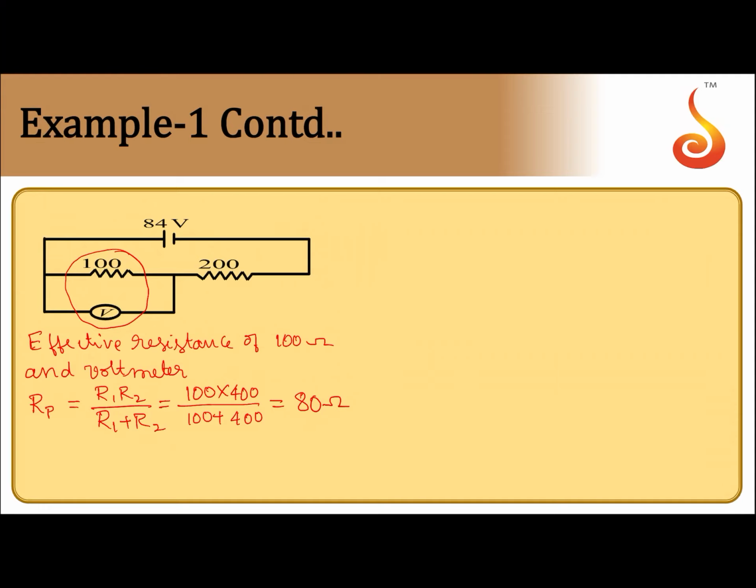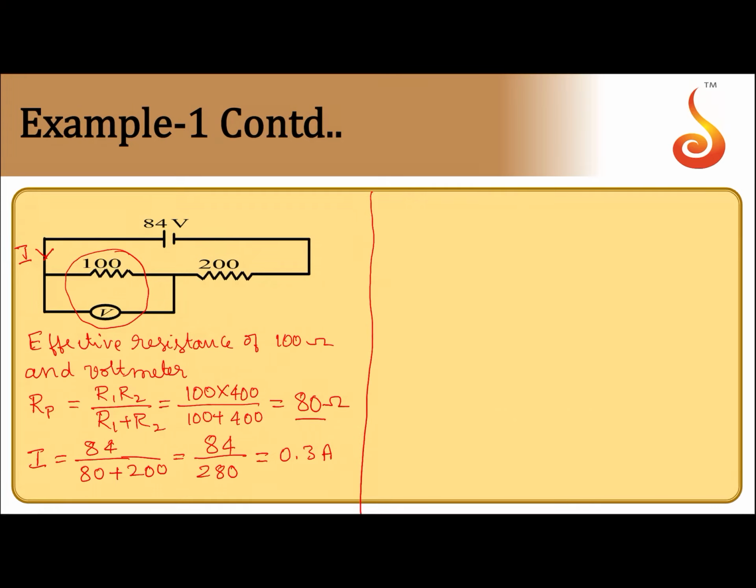Then current in the circuit, that is current drawn from the battery, if I call it as I, that should be equal to total EMF 84 volt divided by total resistance. Total resistance is this Rp plus 200. Rp is 80 plus 200, both are in series. So that will be 84 divided by 280, that is 0.3 ampere.